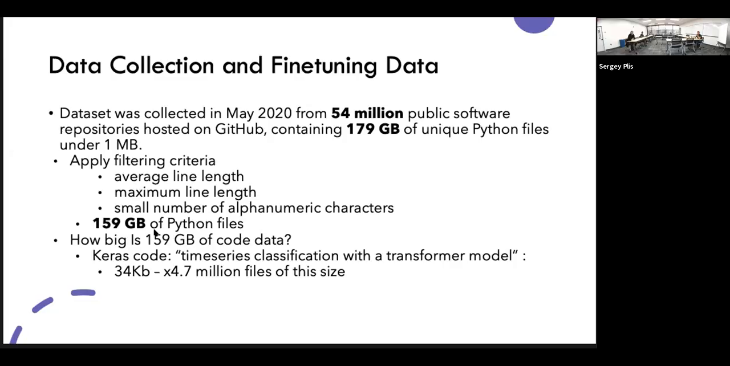For an example of how big 159 GB of code is, if I take this Keras code, time series classification with a transformer model, that's only 34 KB, and that's a lot of code. That's 4.7 million files of this size, so it's a lot.